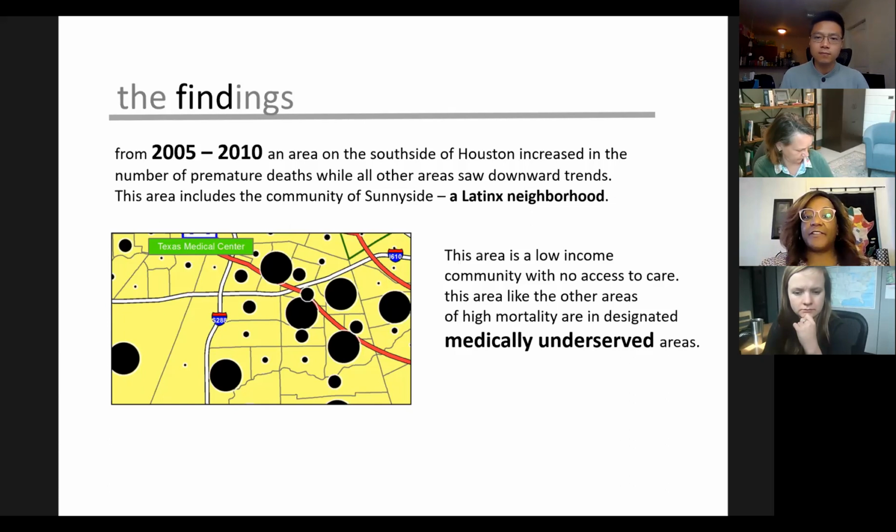So we have poverty. Once again, these themes keep coming up: poverty, segregation, language isolation, medically underserved, and then we have high burdens of death. So the story starts to come together a little bit.